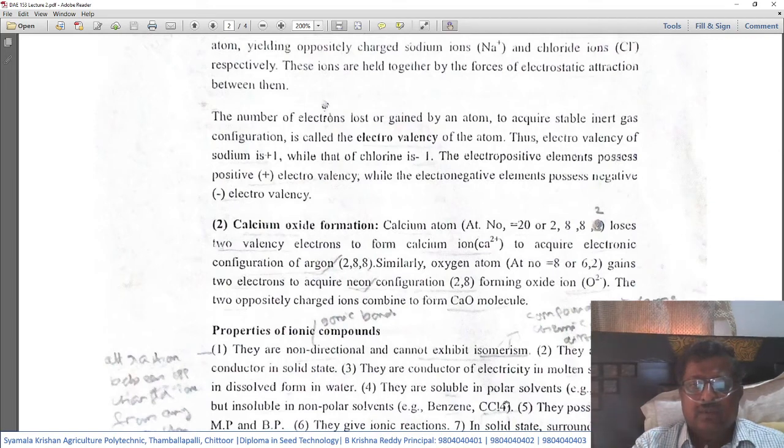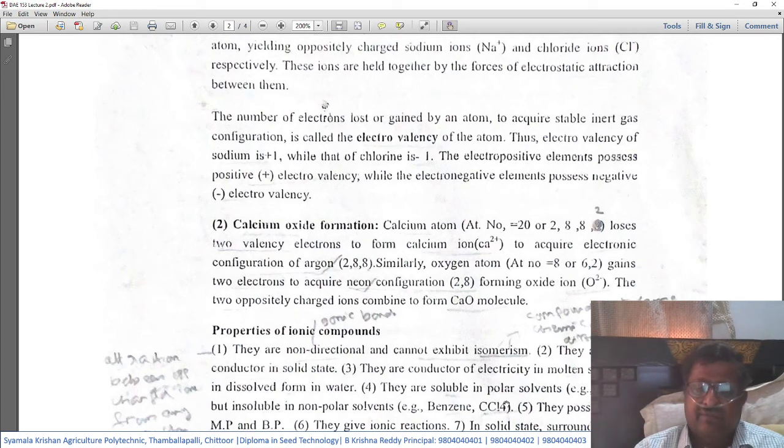So by getting 2 electrons from the calcium, in the outermost orbit of the oxygen there will now be 8 electrons. That means 2, 8. This is nothing but similar to that of a neon configuration. This forms the oxide ion, so this will result in the formation of oxide ion O2 minus. The two oppositely charged ions combine to form CaO, that is calcium oxide molecule.